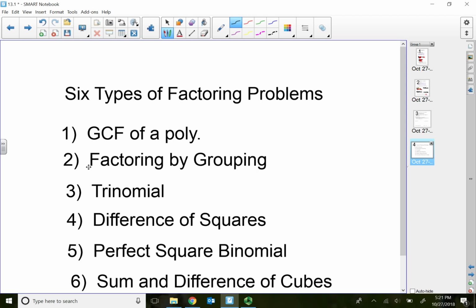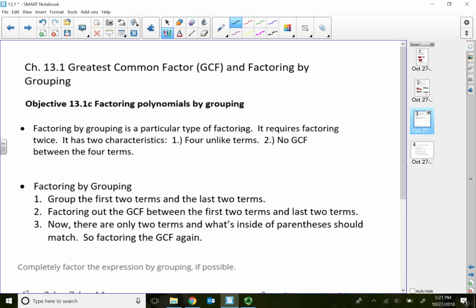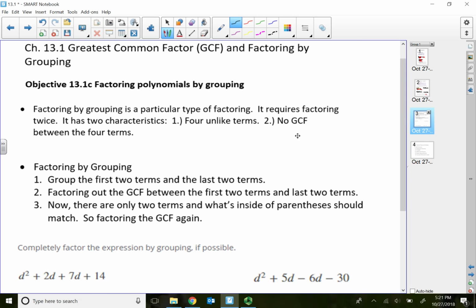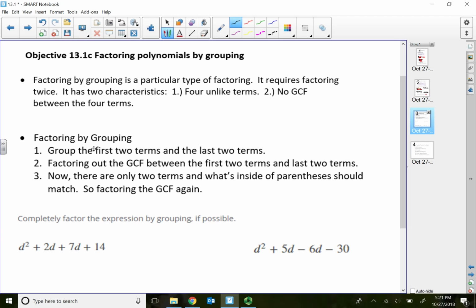Okay, so let's take a look at what we call factoring by grouping. Factoring by grouping is a very particular type of factoring problem. It actually requires factoring the polynomial twice. It has 2 key characteristics. Number 1, we're gonna have 4 unlike terms, so there is no like term to combine. Number 2, there is no greatest common factor between the 4 terms. In that case, we got ourselves a factoring by grouping problem.